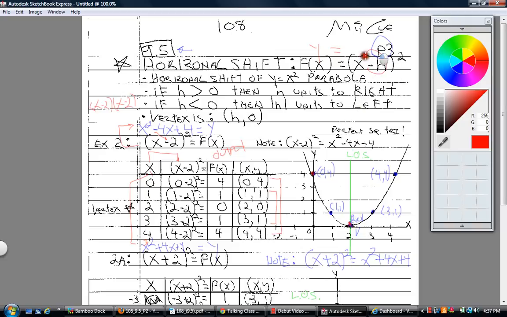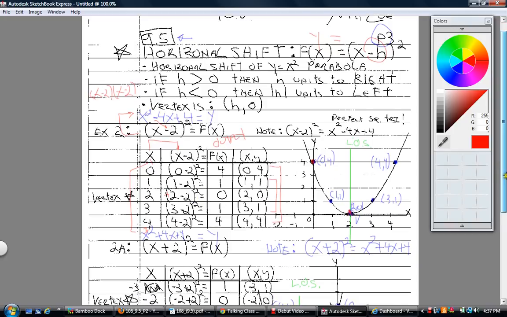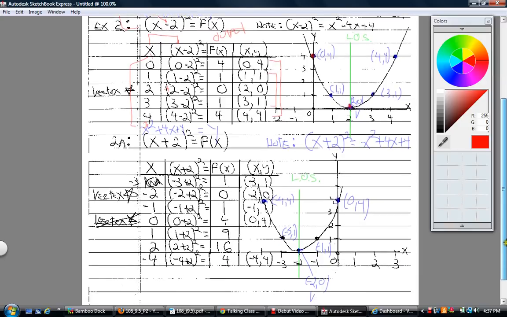So if you see a minus, it means go 2 units to the right. If you see a positive, it's 2 units to the left. I'm going to prove this to you. Okay, other way to look at it is to remember what value makes a 0 inside the parentheses. If it's a minus 2, you need a positive 2. 2 minus 2 is 0, and that's the vertex. Okay, so hopefully those discussions will help out here.